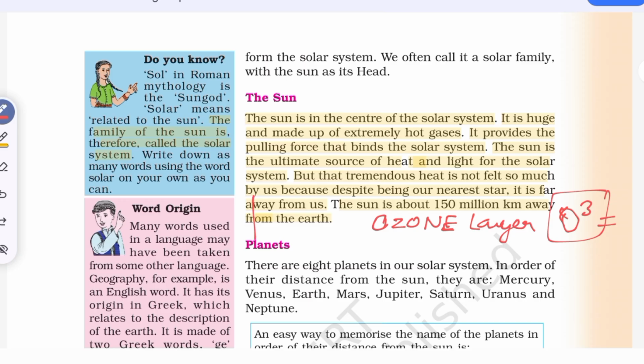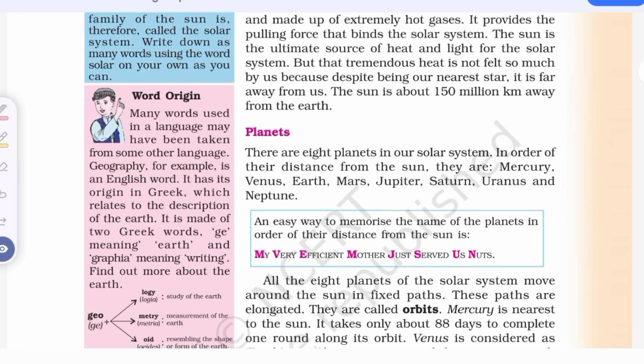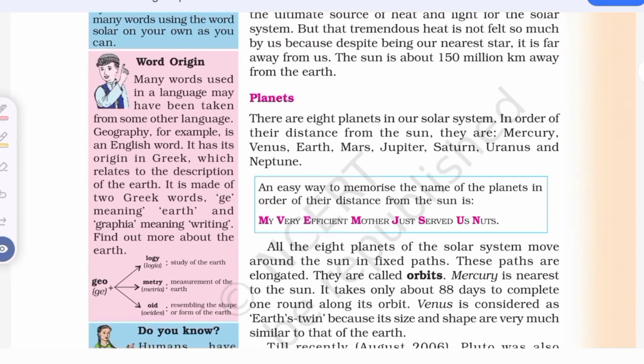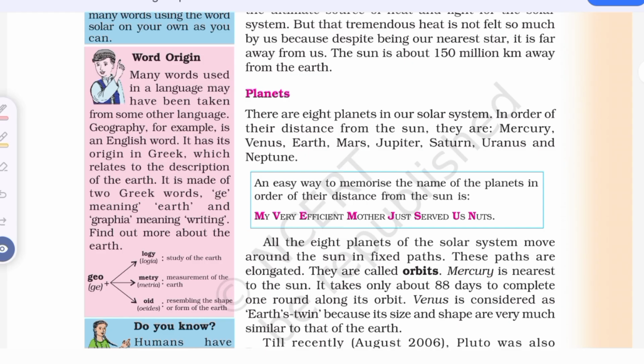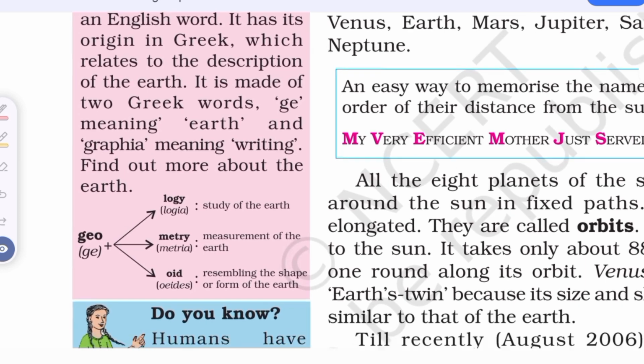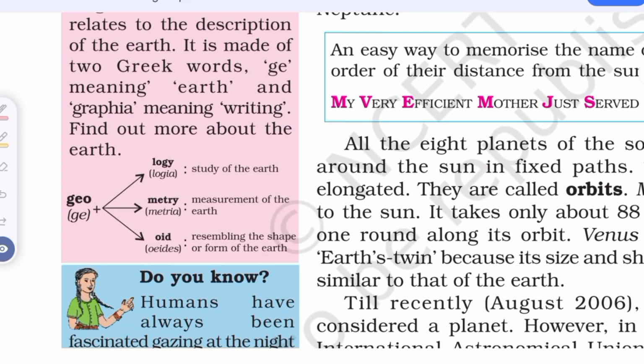Word origin. Many words used in language may have been taken from some other language. For example, the English word geography has its origin in Greek, related to the description of the earth, and it is made up of two Greek words: geo meaning earth, and graphia meaning writing. Find out more about the earth.